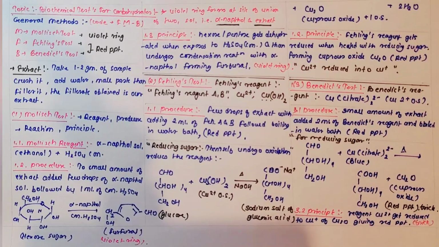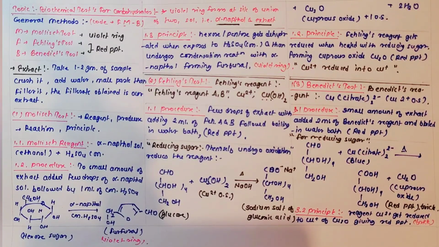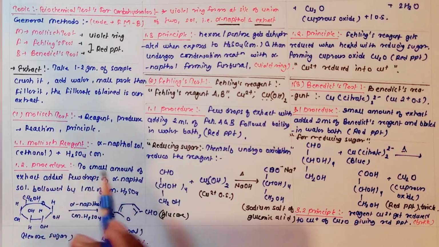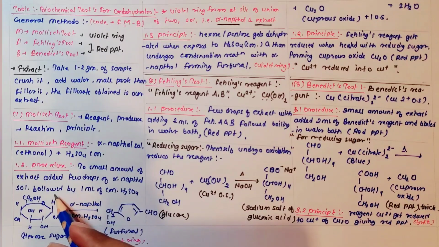So now we have all three reactions, the biochemical tests for carbohydrate. The first one is the Molisch test. In the Molisch test, we have seen the reagent is the Molisch reagent, which is actually alpha naphthol with concentrated H2SO4 and ethanol. So what will happen here? The concentrated H2SO4 dehydrates this hexose sugar, then a condensation reaction occurs, and the formation of furfural will take place.